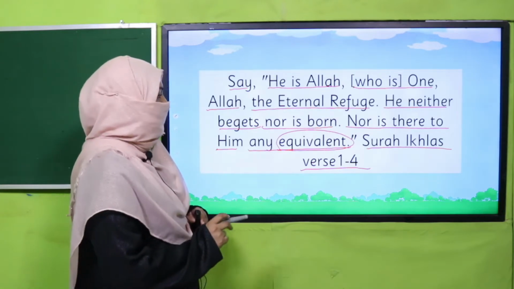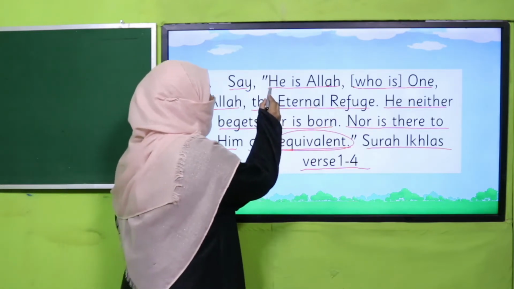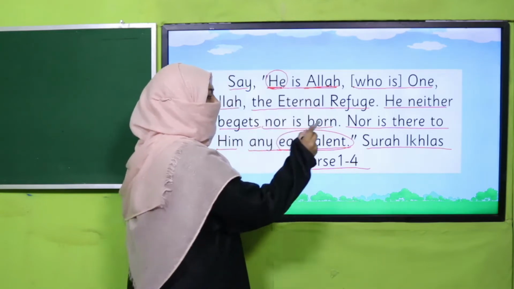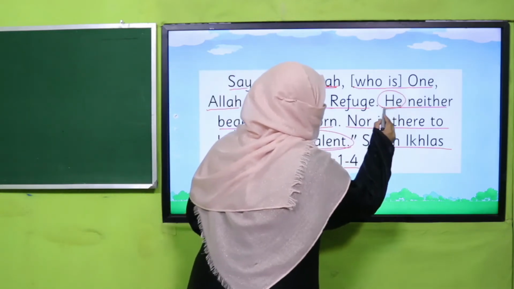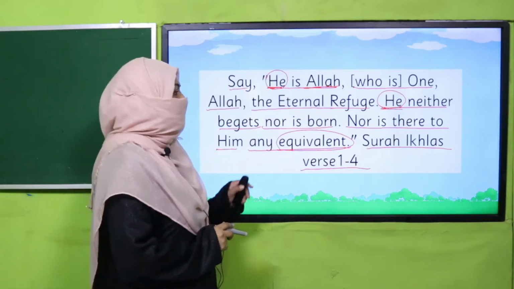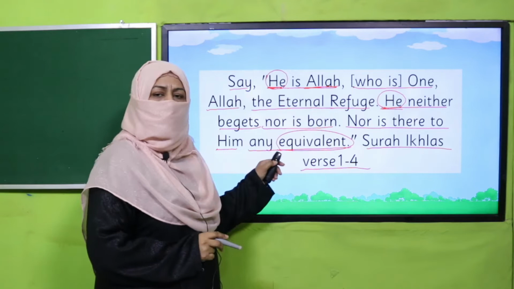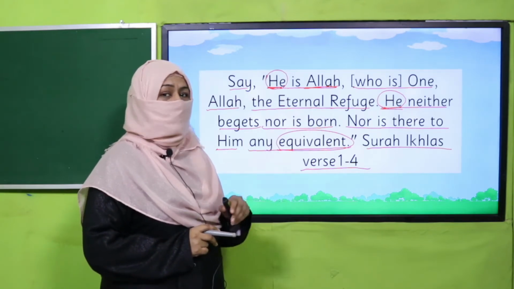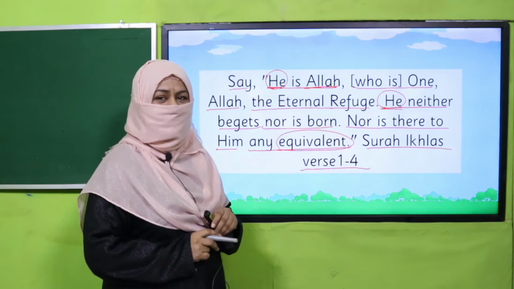Now, my dear students, look at this. We have written He. He is Allah, right? Again, this He is referring to Allah subhanahu wa ta'ala. So instead of writing Allah, Allah, Allah all the time, we have written He. So what such type of words are called? We have learned it in Grade 1.